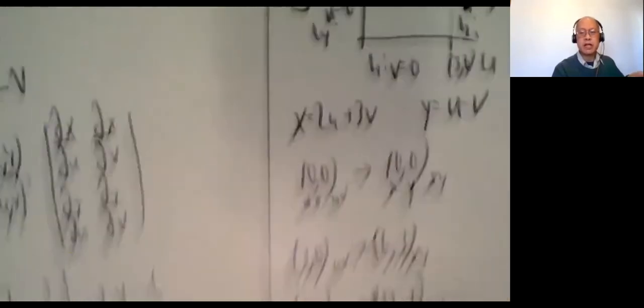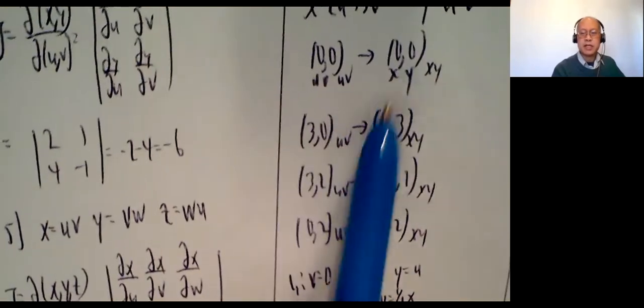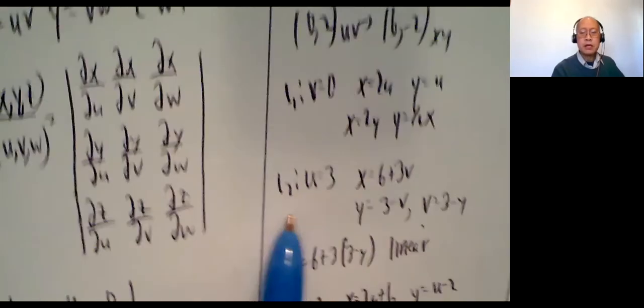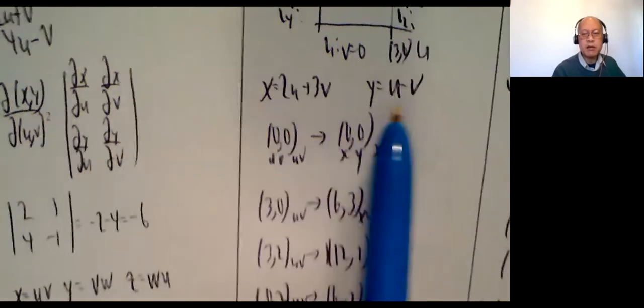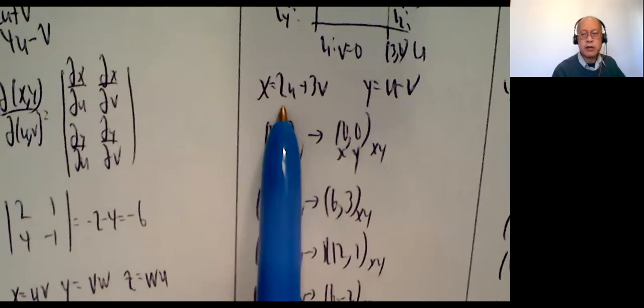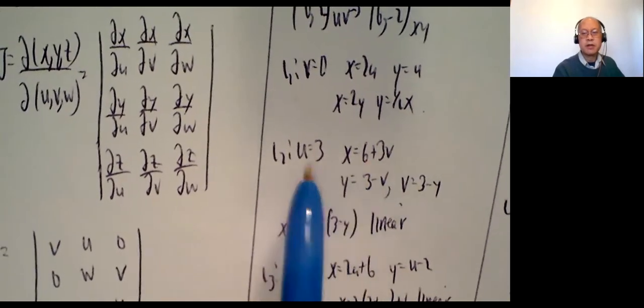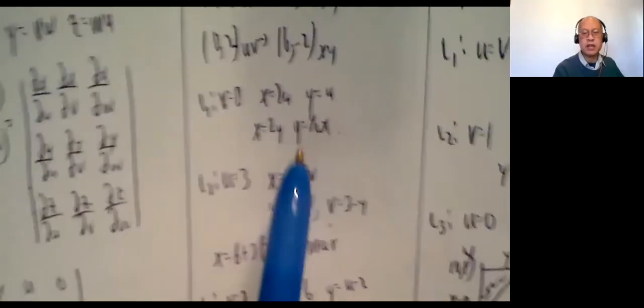If you stop and think about it, that makes sense because I'm going from (0, 0) to (6, 3). So the slope is a half, but I am going in a straight line fashion. Okay, L2, u equals 3. That's this, right? Put a 3 right there and a 3 right there. So x equals 6 plus 3v, and y equals 3 minus v.